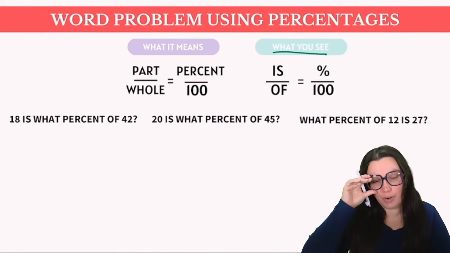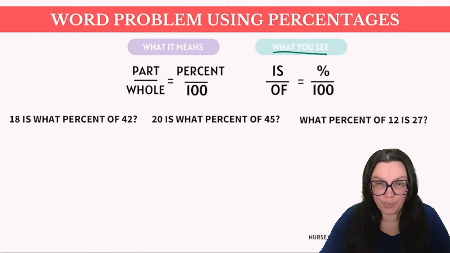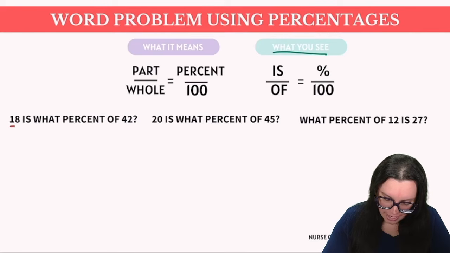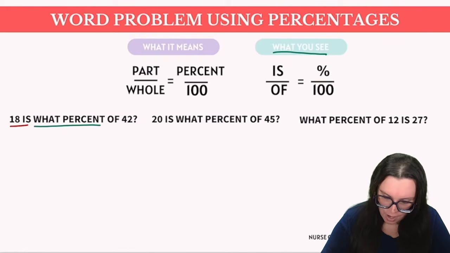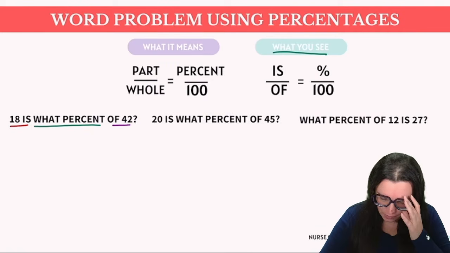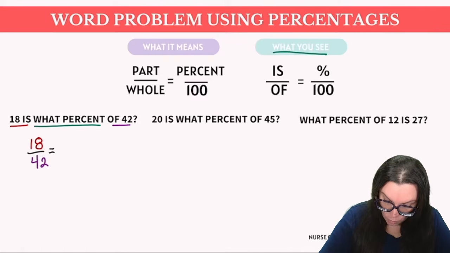So looking at our first practice question, we have 18 is what percent of 42? So we break this down. We have our is, that's 18. We're trying to figure out what percent is because we have the words what percent, and we have our of, which is of 42. So now we're just going to plug in our numbers. We have 18 over 42 is equal to what percent, right? So that's going to be our x over 100.